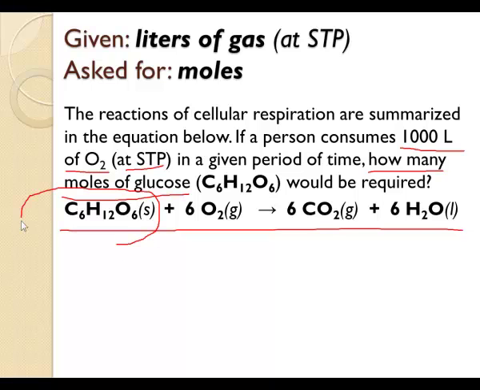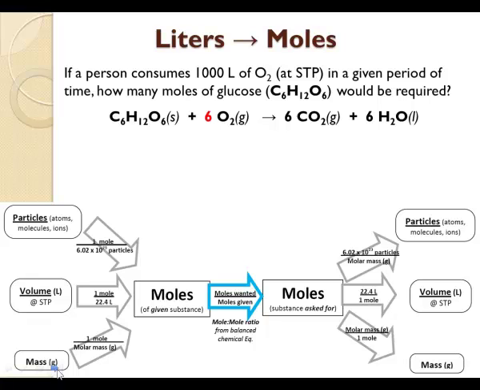That is what we are looking for. Glucose is C6H12O6, so we know we are looking for moles of this stuff, and they have given us the 1,000 liters of oxygen gas. So we've got where we're starting and where we need to go. Let's map it out. Volume of a gas at STP, 1,000 liters of oxygen is our given. And we're trying to get to moles, so we're going to go a straight line across the little diagram. First, converting the volume of gas to moles of oxygen, and then using the correct coefficients from the balanced equation to get us to the moles of glucose.